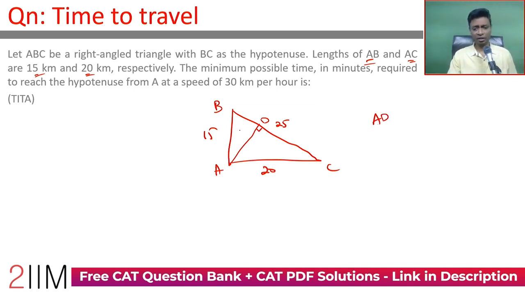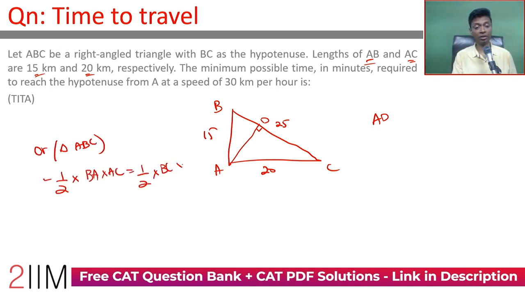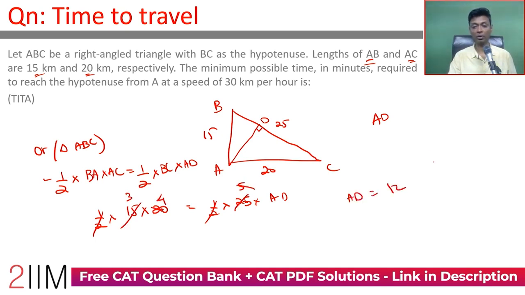How do we find that? We can use the idea of similar triangles, but better still, the area of this triangle ABC can be written as half into BA into AC or half into BC into AD. It's probably the best method to find the altitude to the hypotenuse. Or 15 into 20 into half equals half into 25 into AD. Half disappears. This is 5, this is 3, 4, AD is 12 units.